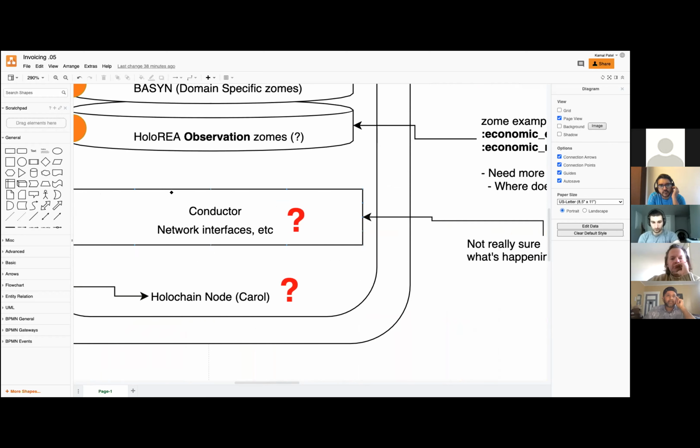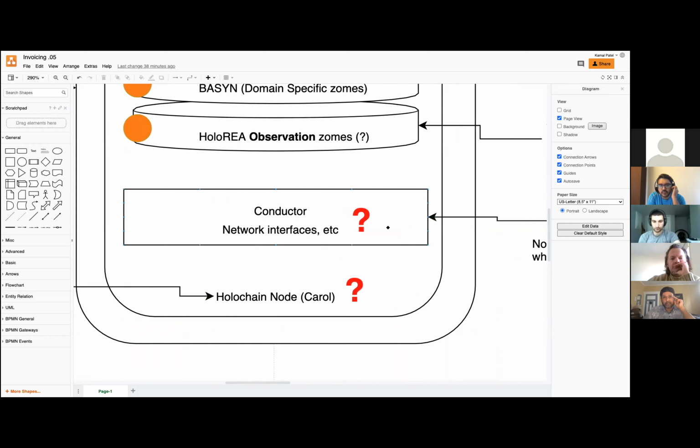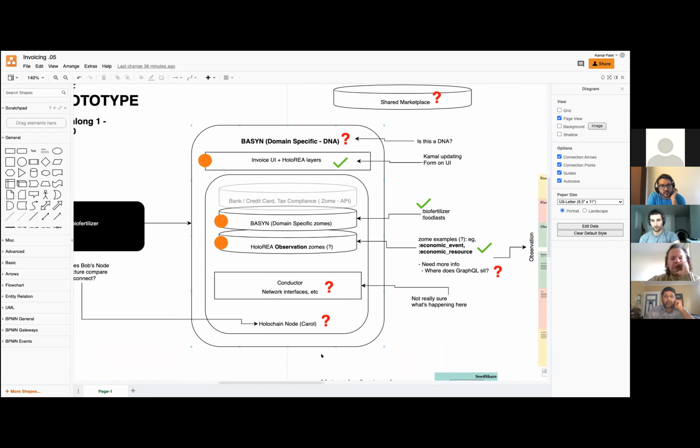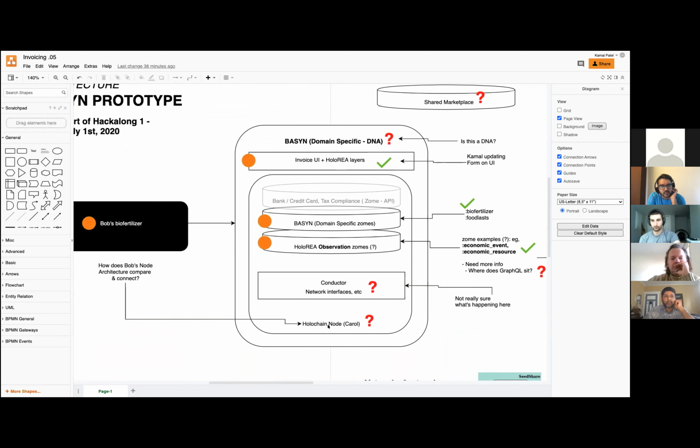So that's basically it. I honestly don't understand the conductor. I don't know what it does. And I don't really understand the node very well, to the point of how it is different than Bob's. So right now we're considering Bob's node a black box. And that's all to be discussed and understood.